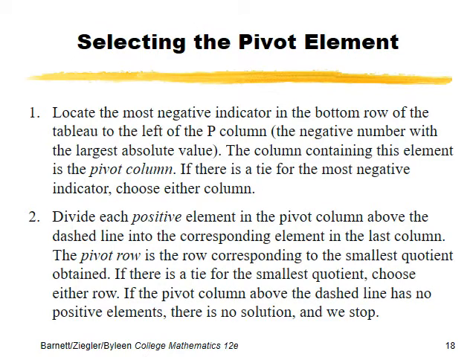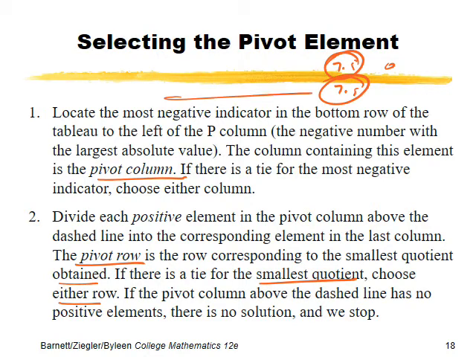Then locate the most negative indicator in the bottom row, like in the first step which was -10, the negative number with the largest absolute value. The column containing this element is the pivot column, and then we decide the pivot row. How do we decide the pivot row? The pivot row is the row corresponding to the smallest quotient obtained. If there is a tie for the smallest quotient, choose either row. So maybe there would be the same quotient like 7.5, 7.5, then this is your option. You can choose either the second row or the first row as the pivot row.